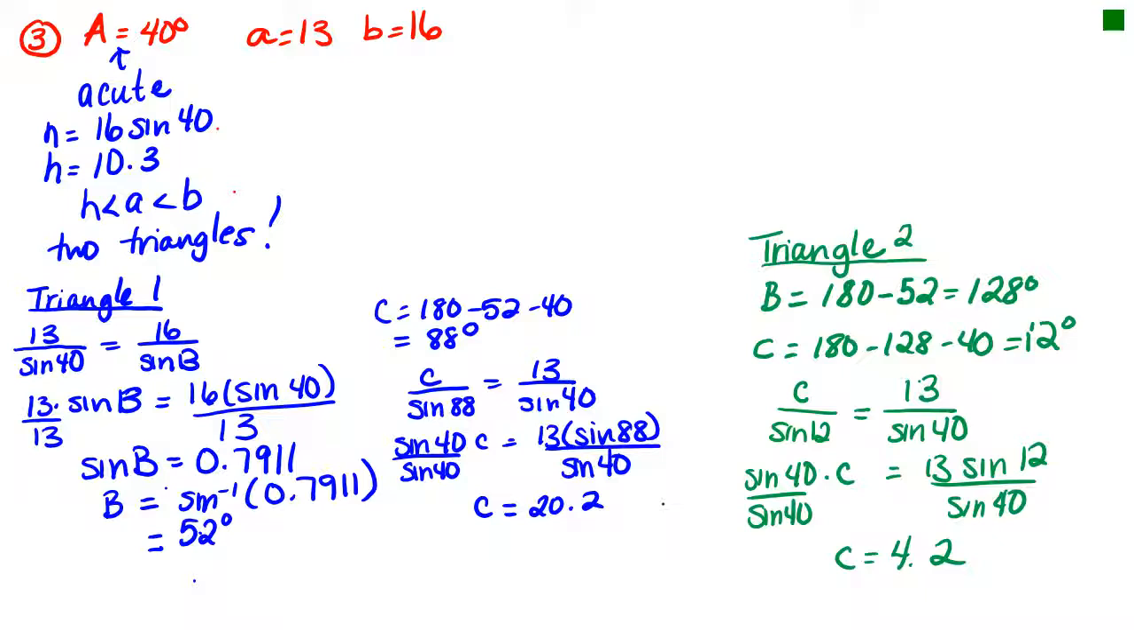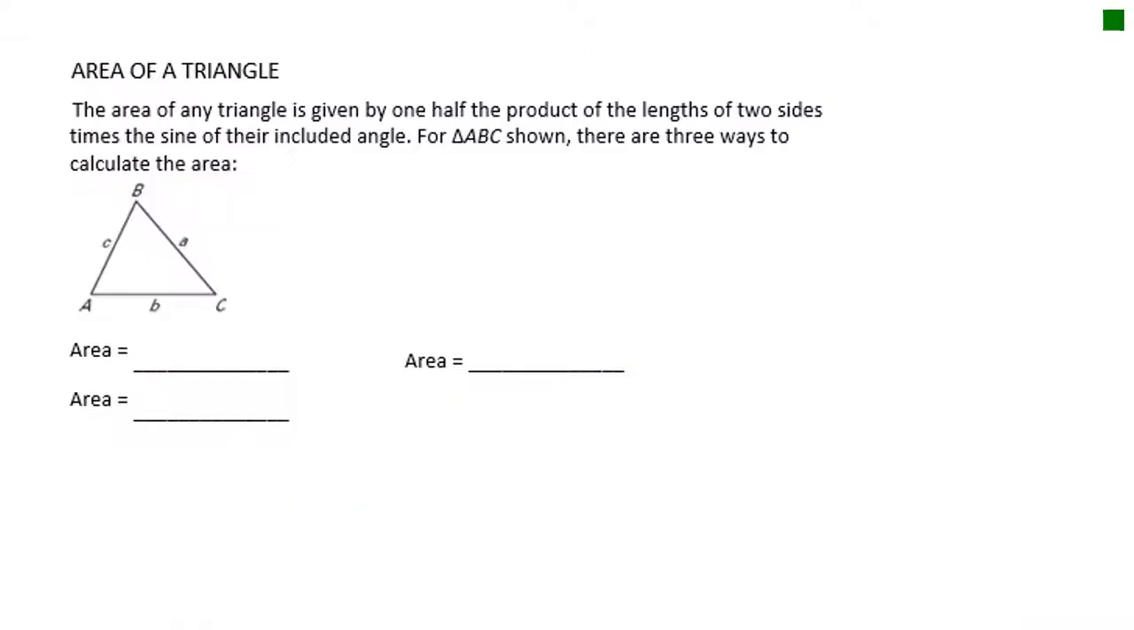It'd be a shorter side in that case. Okay, so two triangles. In that case, you find B, then do it again with the supplement of B, and then find your C. So again, this is for the angle side case. All right, the law of sines sort of fits in here.